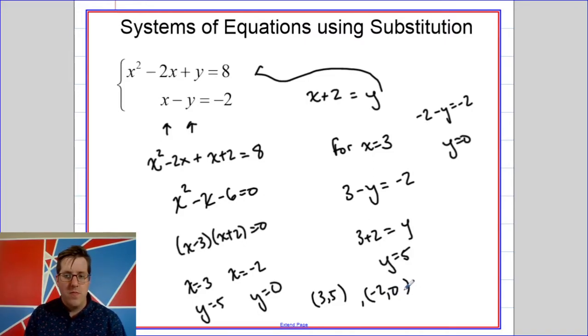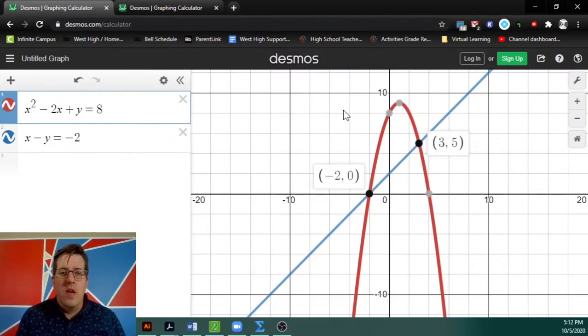To Desmos. As I can see, graphing these two equations gives me one parabola and one line. Those two figures happen to meet at the points negative 2, 0 and 3, 5, just as my equation solving suggested.